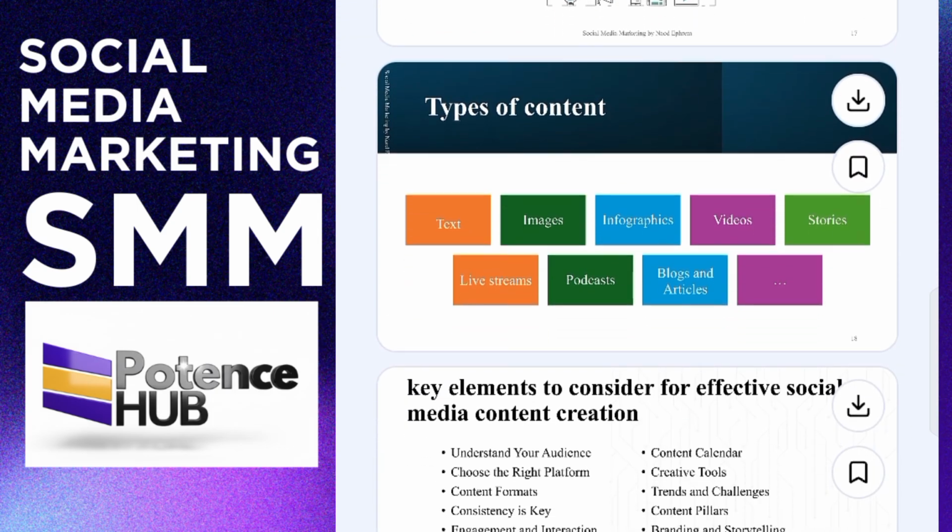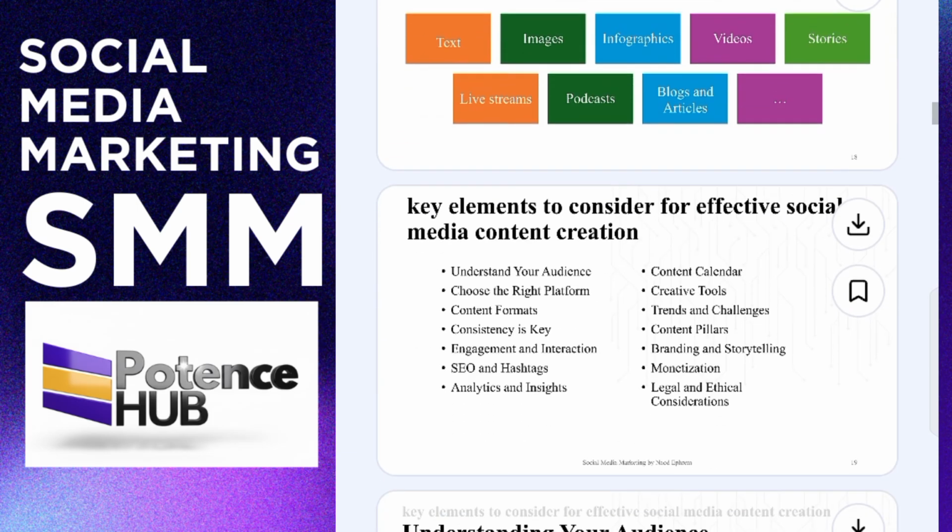Now we have different types of content: image, graphics, infographics, video, stories, live stream, podcasts, blogs, and articles, and so much more. They are also still there.